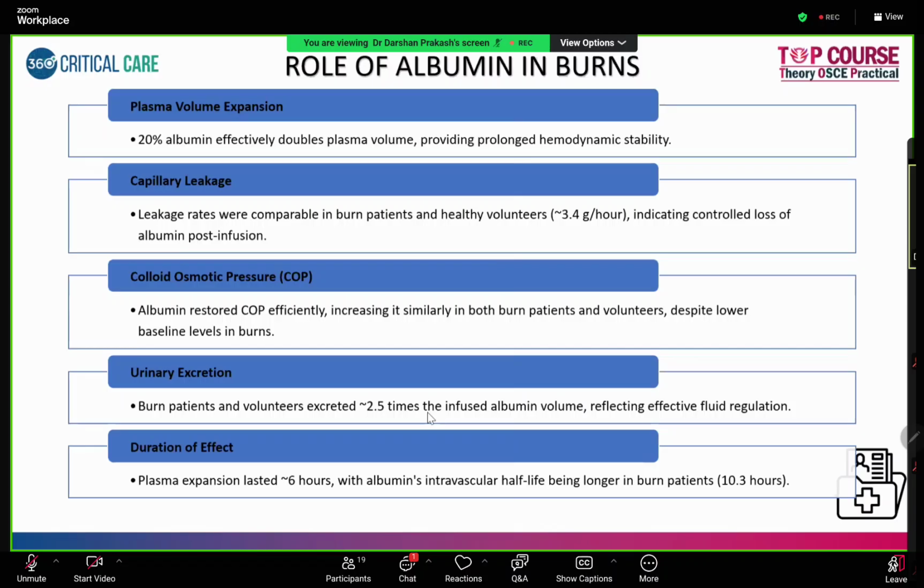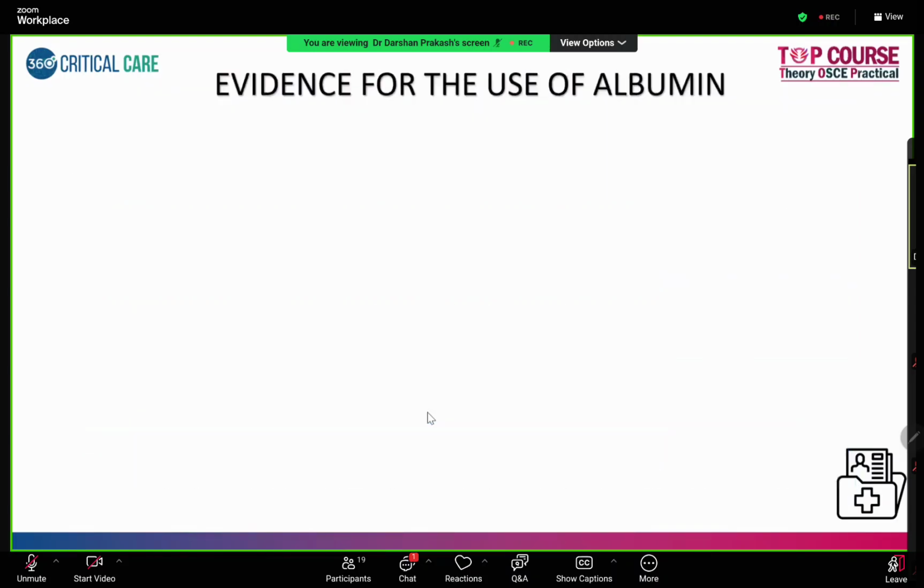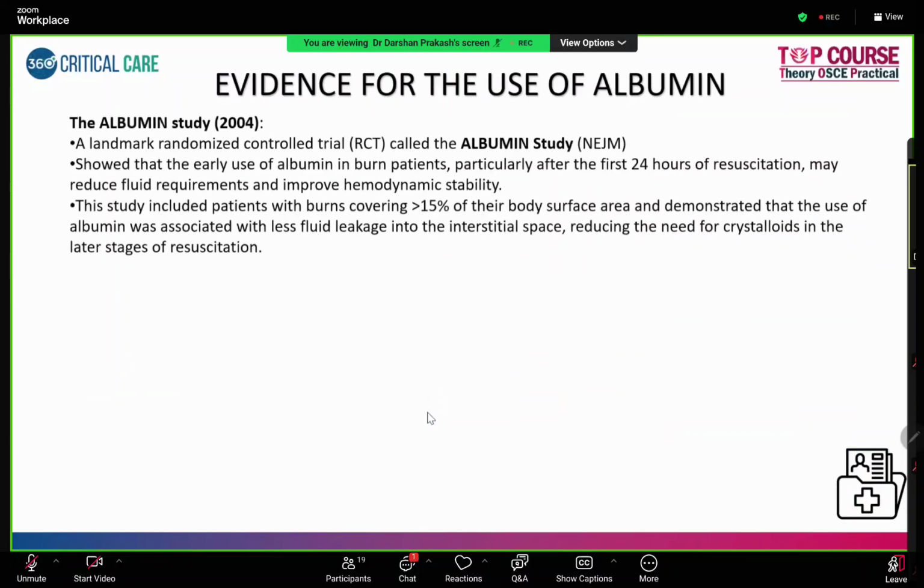So we have spoken about a lot of things like volume expansion, prevention of end organ damage, etc. So what is the evidence saying for the use of albumin? There was a trial which was done way back in 2004. That is the NEJM article called the albumin study. It did show some improvement in patients with burns.